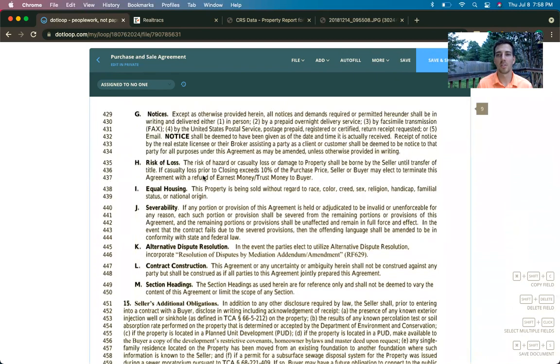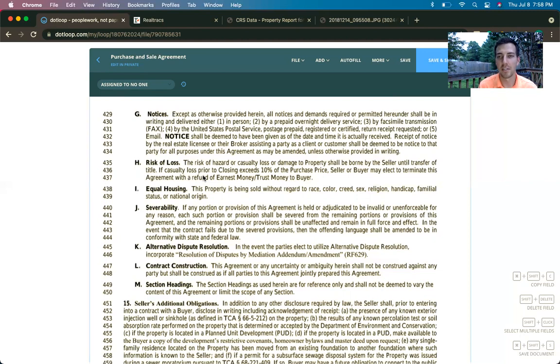Notices. So throughout this whole time, I've been talking about the notification form. Except as otherwise provided herein, all notices and demands required or permitted hereunder shall be in writing and delivered either in person, by prepaid overnight delivery service, fax, post office, posted prepaid, or email.